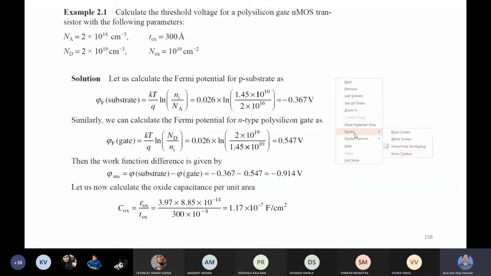So this first one, phi f is calculated. For the gate also this type of formula we can apply, but the gate is N type. So in N type this formula, instead of Ni by Na, now becomes Nd by Ni: kT by q ln Nd by Ni.